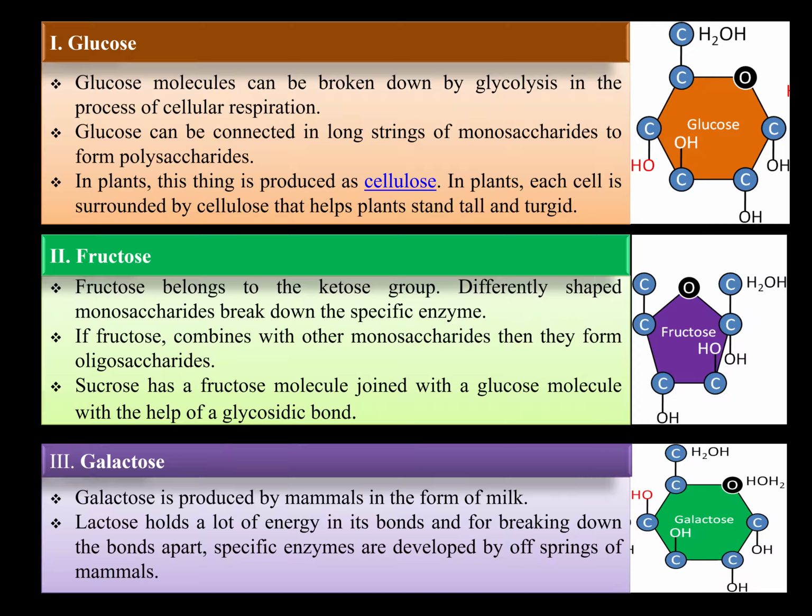Now we study galactose. Galactose is an important monosaccharide found mainly in milk. It joins with glucose to form lactose, which is called milk sugar. Lactose stores energy in its bond. To digest lactose, the body needs a special enzyme. If this enzyme is not present, lactose intolerance occurs.